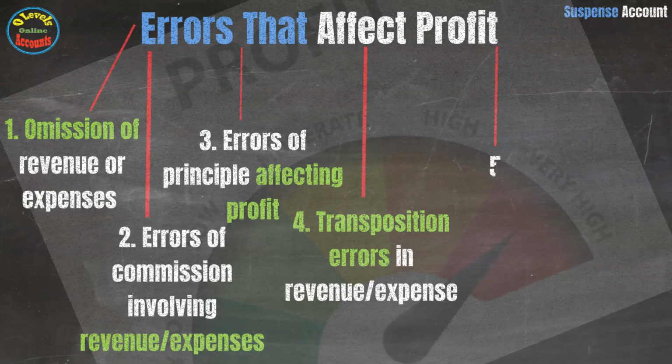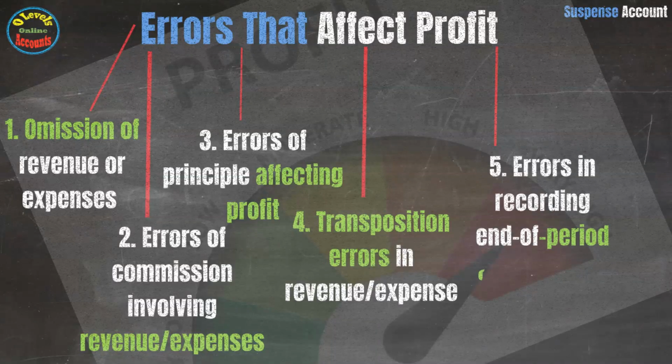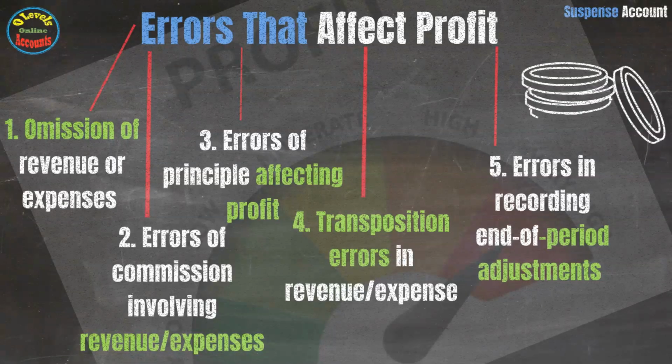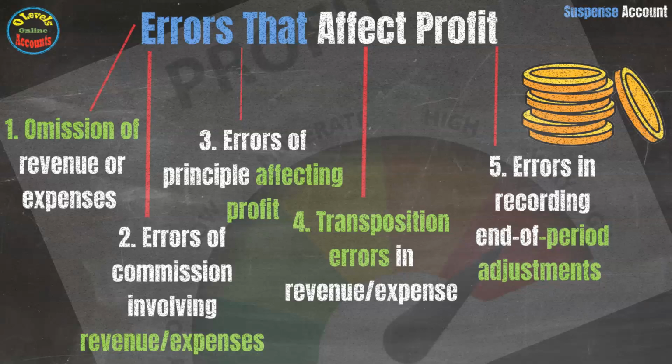Number 5, errors in recording adjustments. At the end of the accounting period, adjustments are made for items like depreciation, accrued expenses, and prepaid expenses. Errors in these adjustments will affect profit. Let's check other errors too.